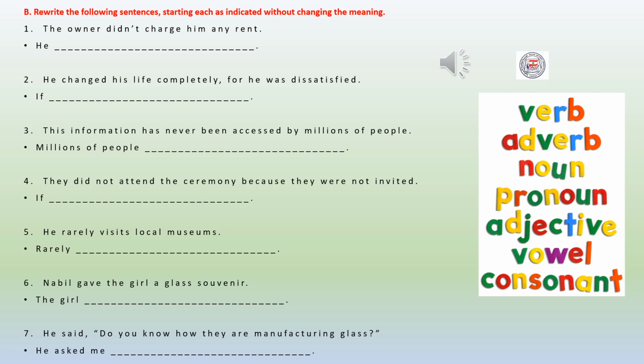Sentence number 6. Nabil gave the girl a glass souvenir. You have to change this sentence from the active voice into the passive voice. Sentence number 7. He said, do you know how they are manufacturing glass? Remember, in number 7, you will change from quoted speech into reported speech. So to remove the quotation marks, you have to make so many changes regarding the pronouns, the verb tenses, and other time-related words.